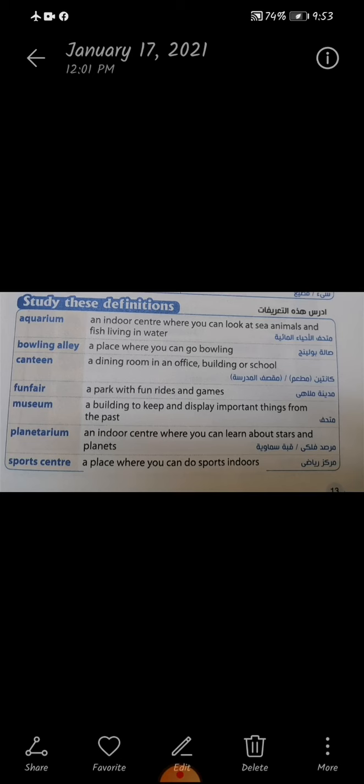Museum. A building to keep and display important things from the past. Planetarium. An indoor center where you can learn about stars and planets. Sports center, a place where you can do sports indoors.